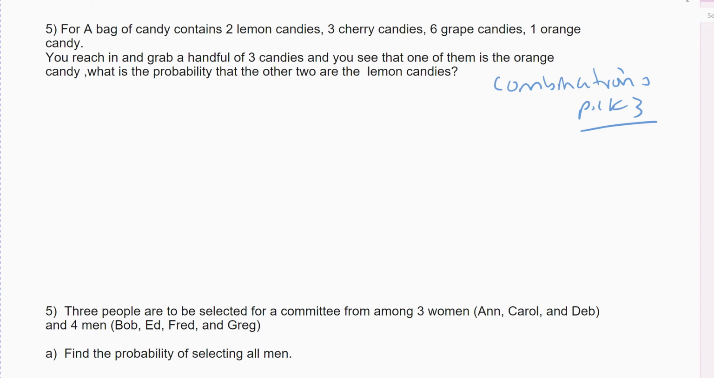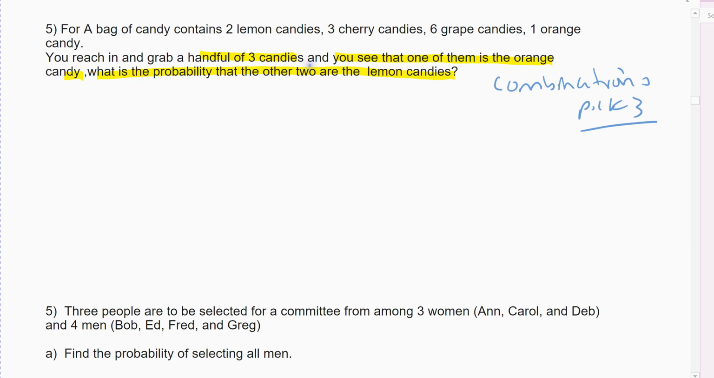So you reach in and grab a handful of 3. You see one of them is an orange candy. What is the probability the other 2 are lemon candies? This one's a little more obvious. It's a conditional probability. You know that you have an orange candy, and you want to know the probability the rest of your hand is lemon. So you've got 1 orange and then 2 lemons.